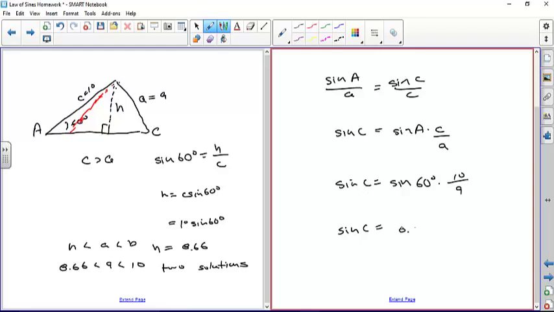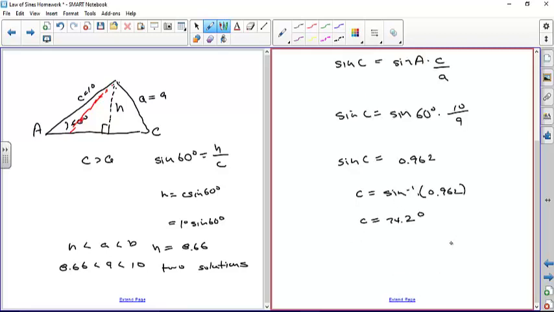So that's 0.962. So C is going to be the inverse sine of 0.962. What that'll do is it'll give me this solution. So I'm going to take the inverse sine of 0.962. So that's 74.2 degrees. So that's one solution.